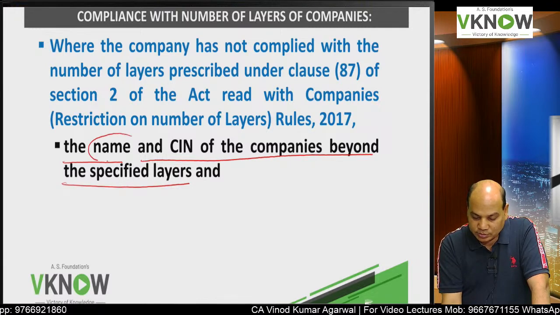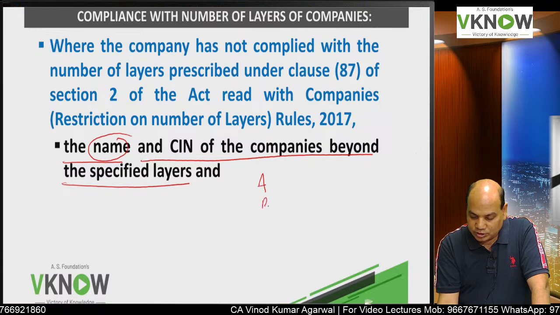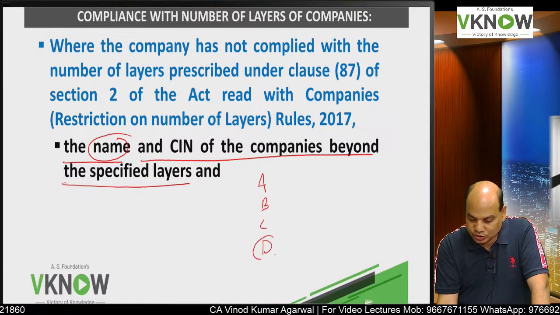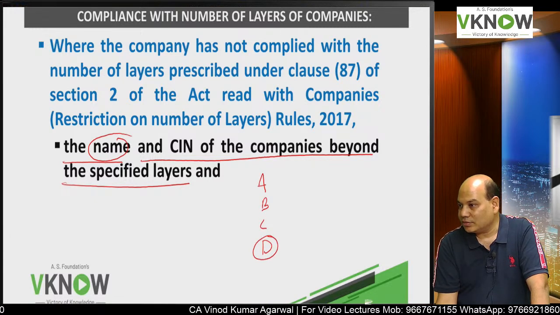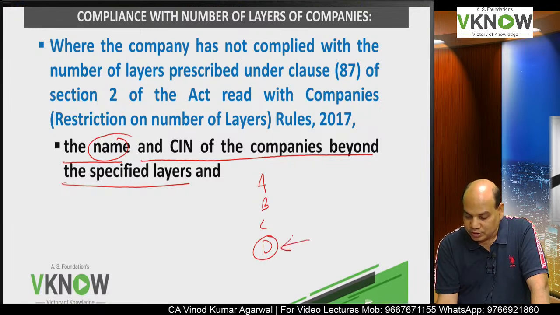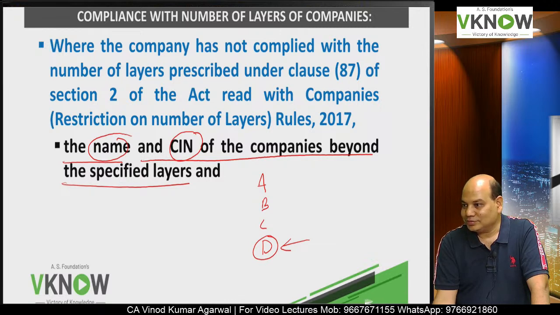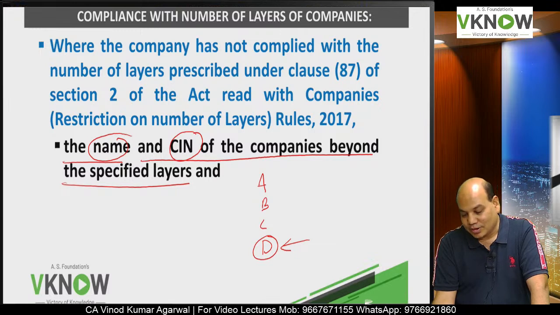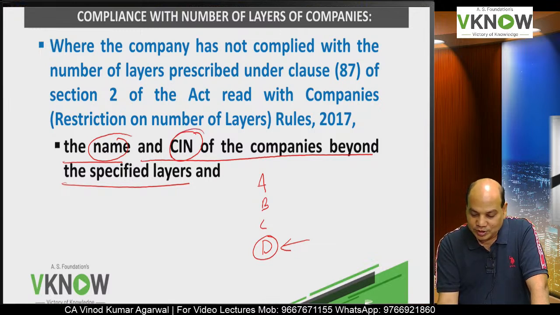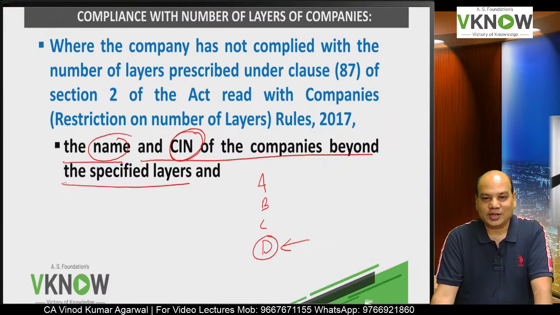So name of that company, suppose A, B, C, D. So this D is beyond the specified layer. Name of this company D, and CIN. I don't know what is CIN. Company identification number. That's good. So every company nowadays has got that company identification number.